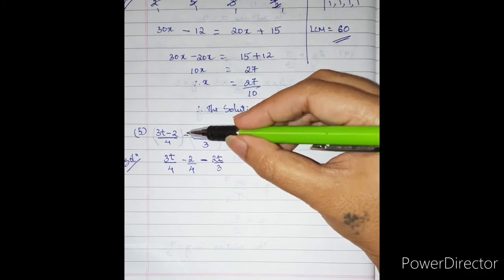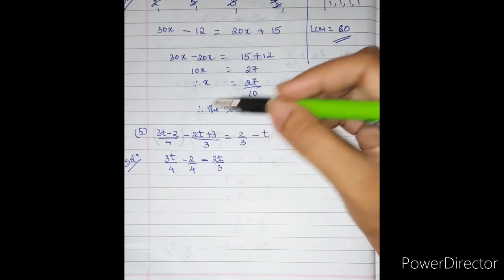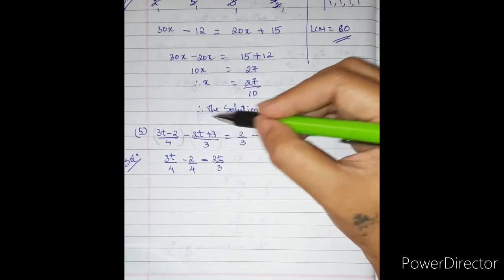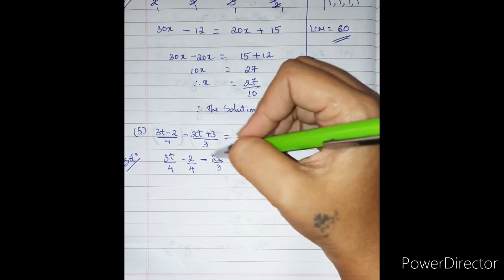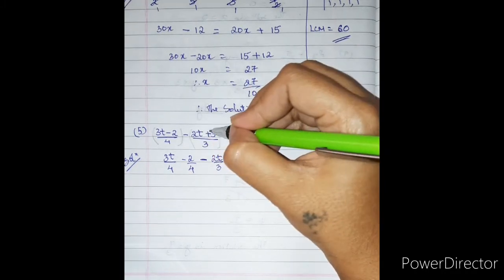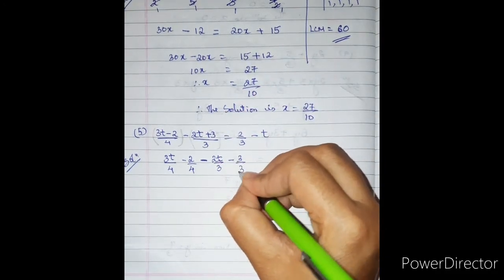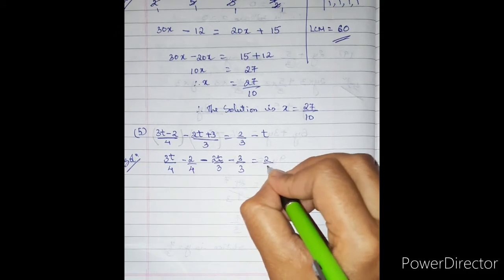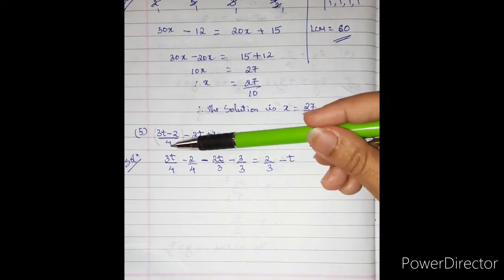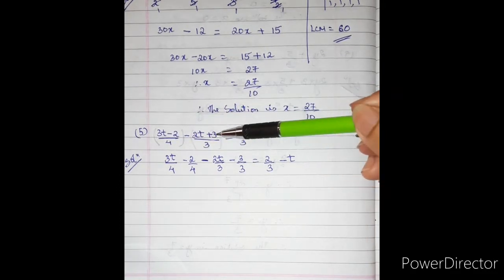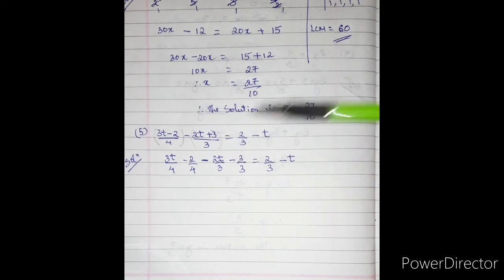This negative sign is for both the terms, minus 2t and also plus 3. So you have to multiply. Bracket means multiplication. So minus into plus becomes minus 2t upon 3, and minus into this plus 3 becomes minus 3 upon 3, which is equal to 2 upon 3 minus t. We have just given the 4 to each of the terms and this 3 to each of the terms, but be careful, there is a minus sign, so when you are multiplying you have to check.